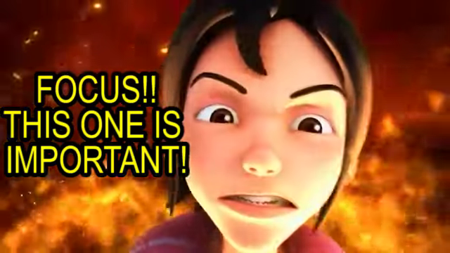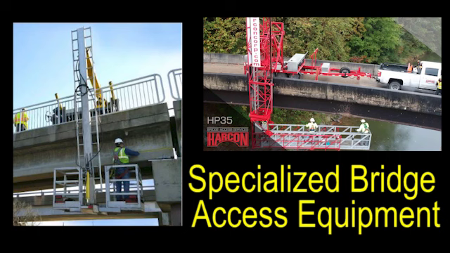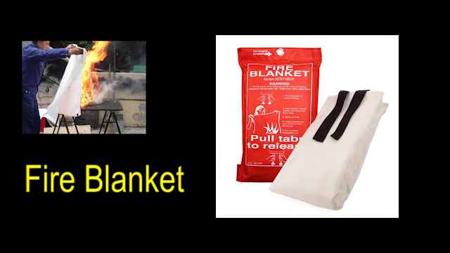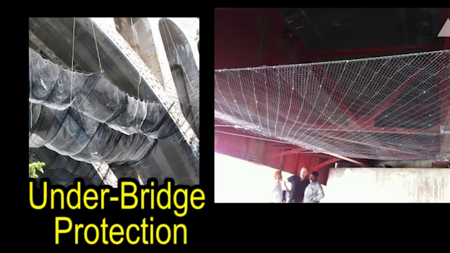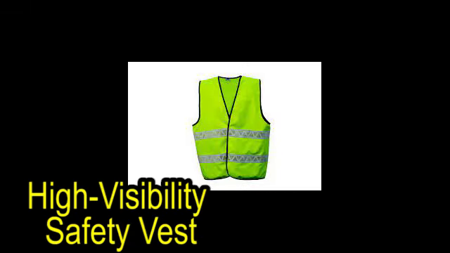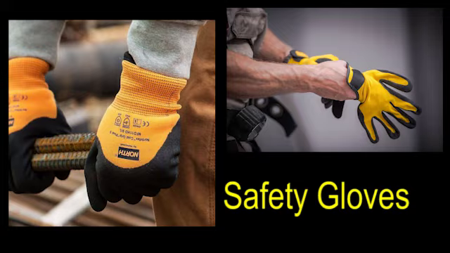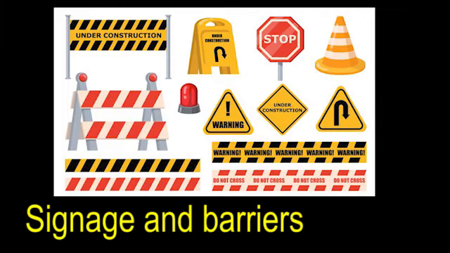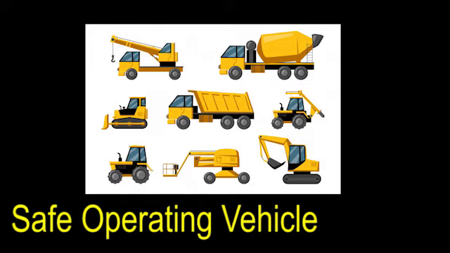There are usually 10 safety tools for bridge workers in order to keep them safe from construction hazard on site. They are specialized bridge access equipment, eyes and face protection, fire blanket, safety boot, under bridge protection, high visibility safety vest, safety glove, safety helmet, signage and barrier, and safety vehicle.